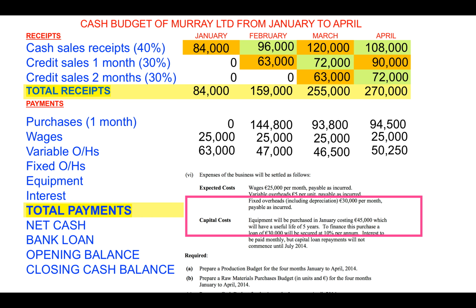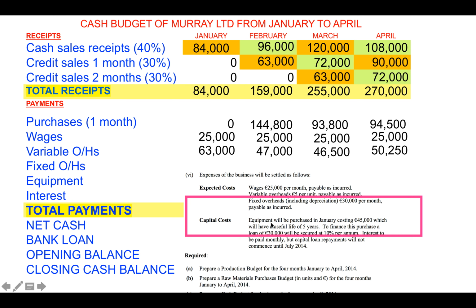Now, next we have the fixed overheads, including depreciation, €30,000 per month payable as incurred. Now, as you know from doing the previous cash budgets, you know that depreciation is a non-cash item. So there is no transfer of cash when we're dealing with depreciation. So what we have to do here is figure out how much the depreciation is, and we need to take it out of the 30,000 fixed overheads per month, because we only want cash items in this cash budget. So we look for the fixed asset, and it is down below.